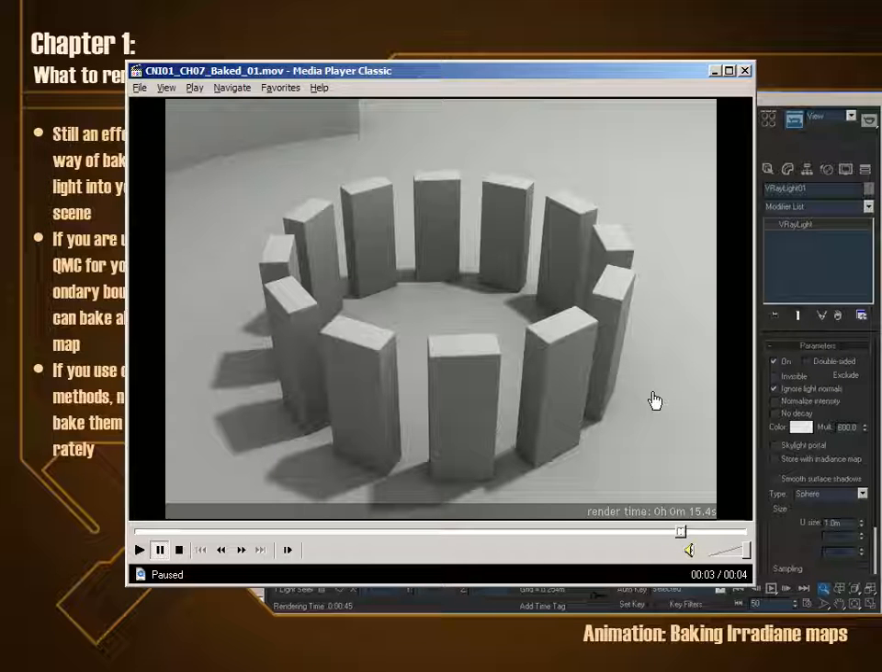So now that we've got that basic understanding, let's go ahead and jump into some more concepts about how this applies to interior scenes.